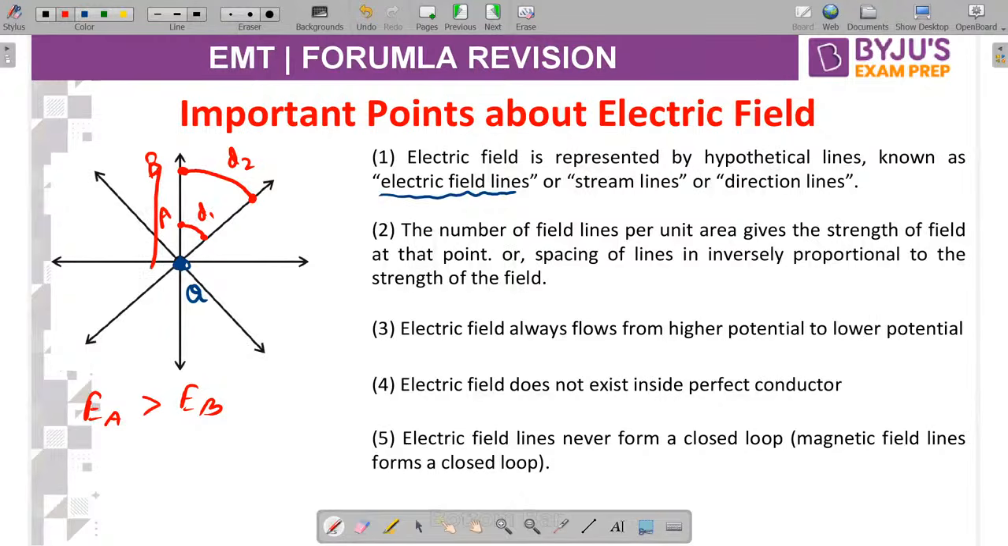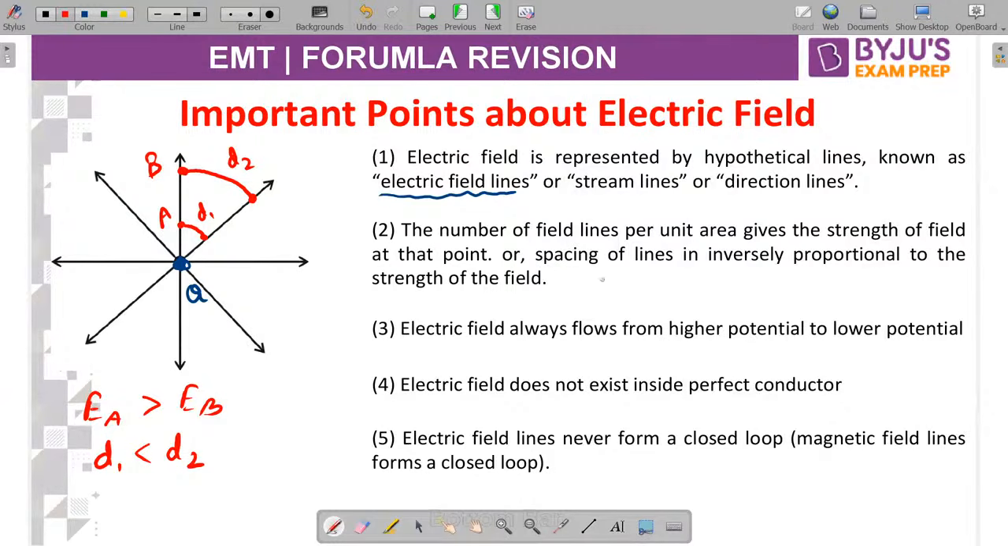So if the distance is more, electric field will be less. So electric field at A will be more than the electric field at B. But what is the relation between D1 and D2? You are able to see? The length of the arc D1 is less than the length of the arc D2, as you are able to clearly see in the picture.